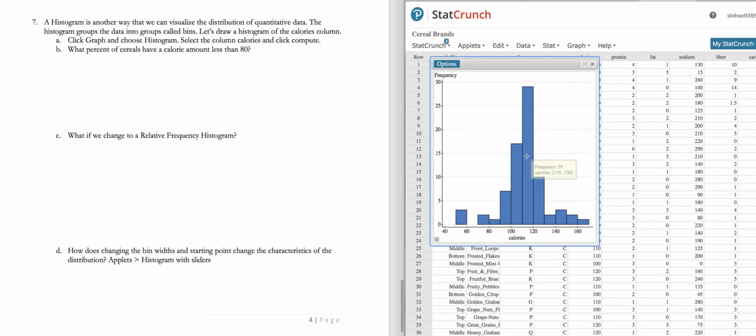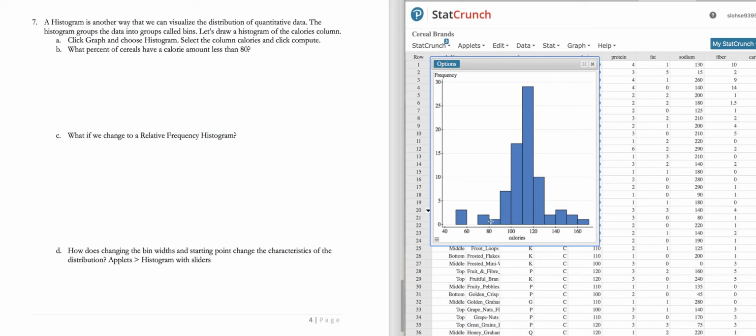The next bar starts at 110, but with a closed bracket, indicating that 110 would be in that interval. So every time you see a histogram, note that the left-hand endpoint value is in that bar. The right-hand endpoint is in the next bar. Okay, let's take a look at what we've got here. The first thing we're asked is what percent of cereals have a calorie amount less than 80?